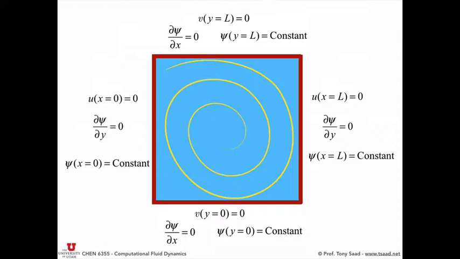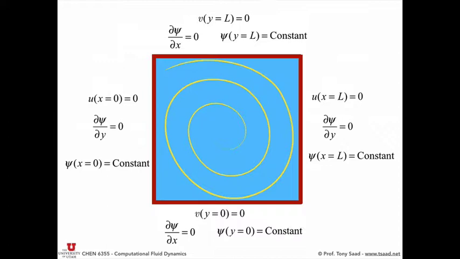Now what about the top wall? Same thing. There's no fluid coming in. v is equal to 0. So therefore, ∂ψ/∂x is 0, and also ψ is a constant. Now, since they're all connected, they're all the same constant. How do we choose this constant? Make it 0. Doesn't matter. It's an arbitrary constant.